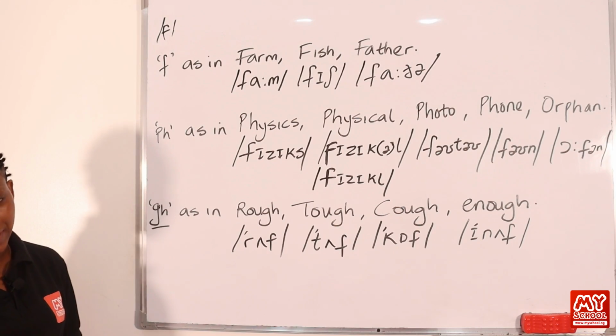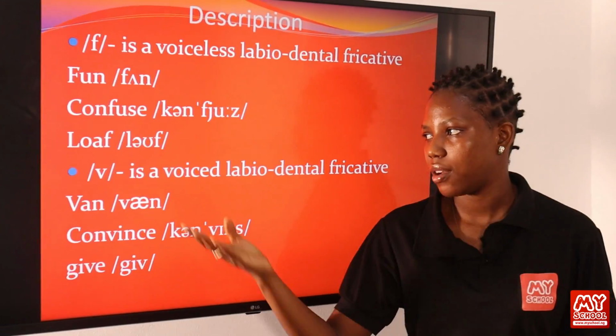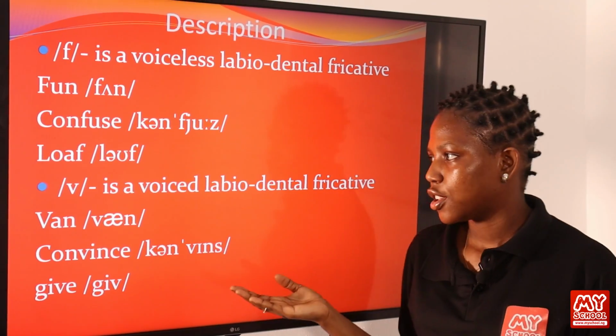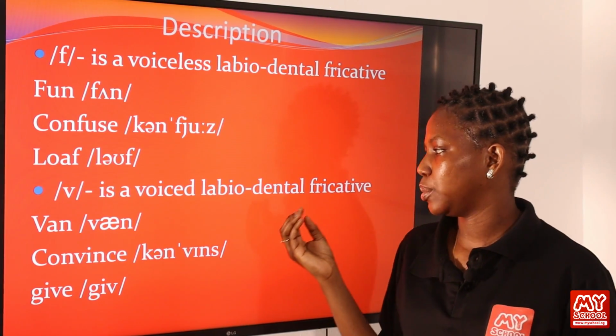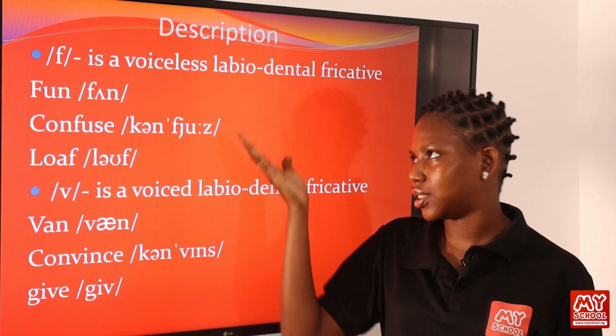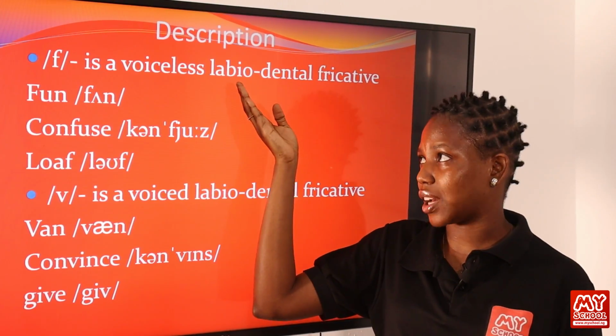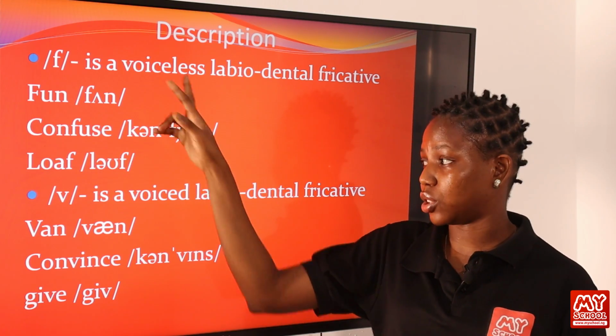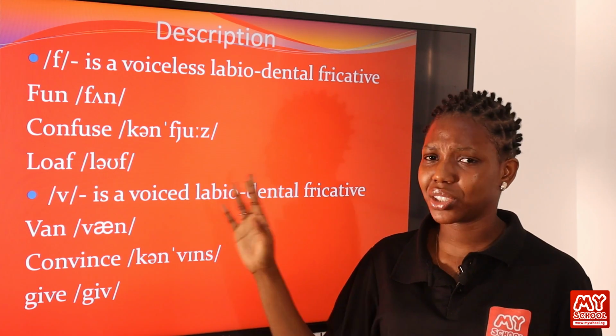So we'll move to the next consonant sound, the next fricative, which is V. Okay? So this is a voiced labiodental fricative. Now, this looks the same as the previous one, except that the only difference is voiceless and voiced. Okay, so it's the same.